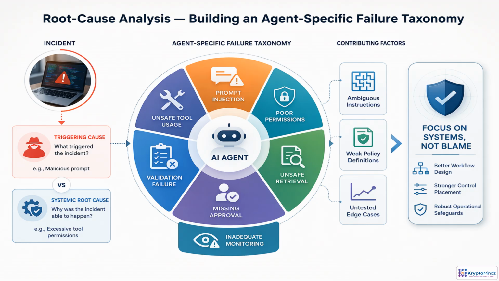Use a taxonomy that matches the workflow: prompts, tools, permissions, data sources, approvals, policies, and observability. Capture contributing factors too, such as ambiguous instructions or untested edge cases. The goal is not blame. It is better control placement, safer workflow design, and stronger operational safeguards.